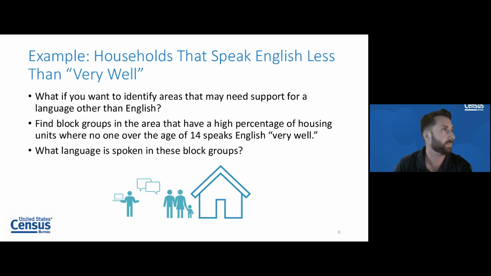So that's a nice feature for those that want to look at things like percent rural for certain levels of geography. All right, so let's use an example of how you might want to use the planning database. Let's say you want to identify areas that may need support for a language other than English. What you could do is find block groups in the area that have a high percentage of housing units where no one over the age of 14 speaks English very well. And then, looking at that same universe, what is the language spoken in these block groups?